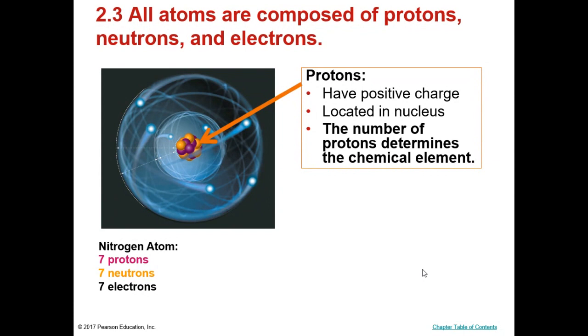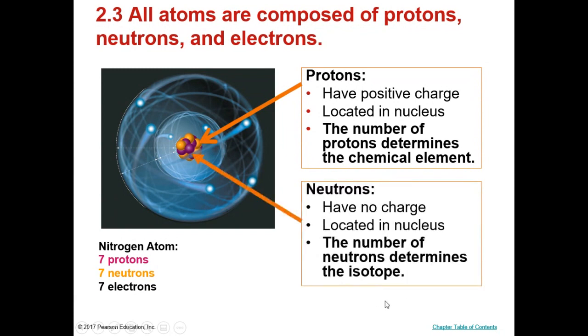Atoms are made up of subatomic particles. Okay, so we're looking at protons, which are positively charged. We're looking at neutrons, which have no charge. These two are found inside the nucleus of the atom. Okay, not to be confused with the nucleus of the cell. Believe me, students confuse the nucleus of the atom with the nucleus of the cell. Not the same thing.